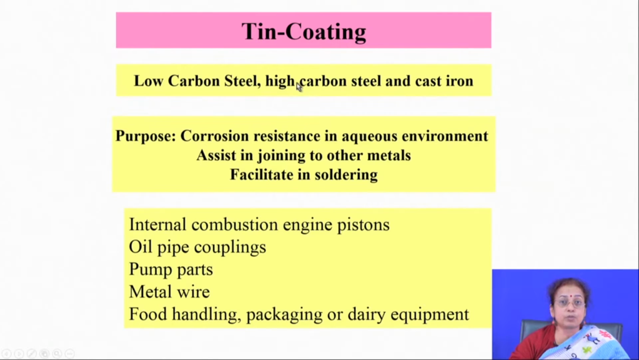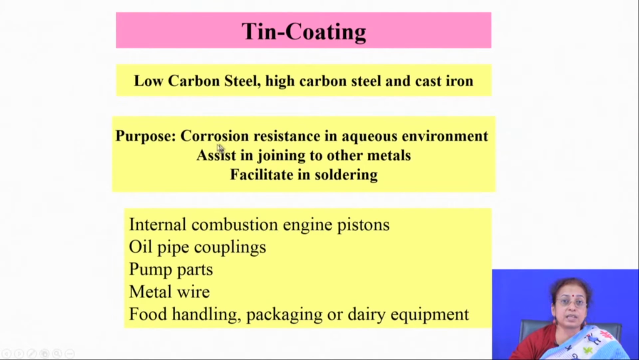Tin coating can also be applied for reducing the coefficient of friction. It can also be applied for soldering purposes. You do tin coating and then do the soldering operation. So, naturally you need not apply tin in the form of sheet or in the form of plate.